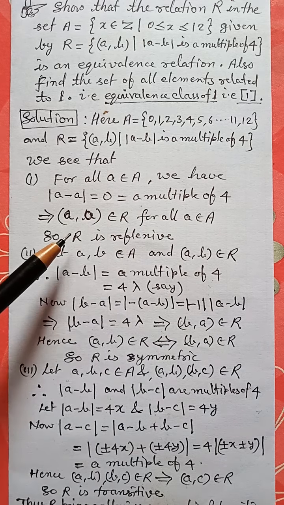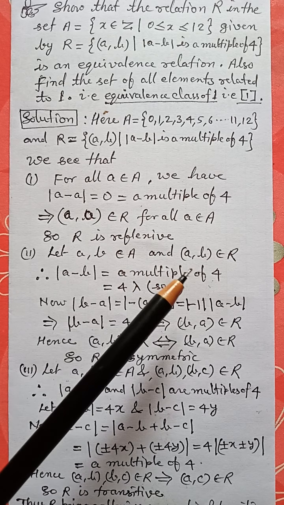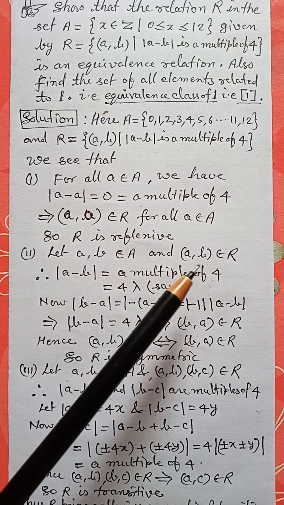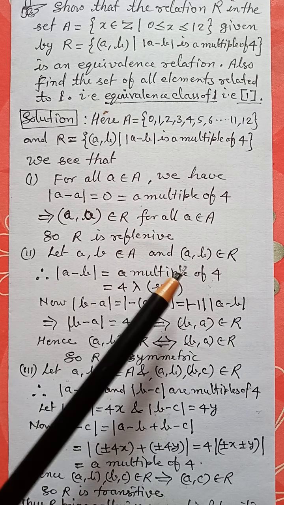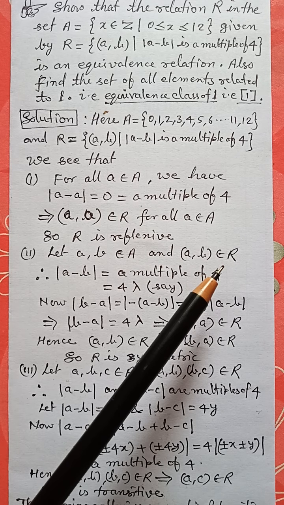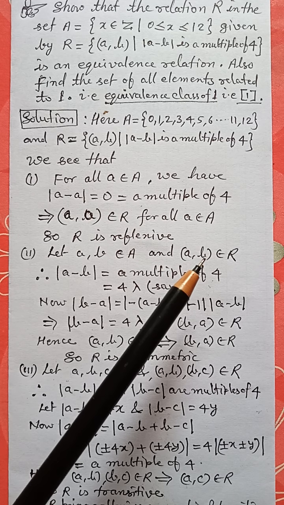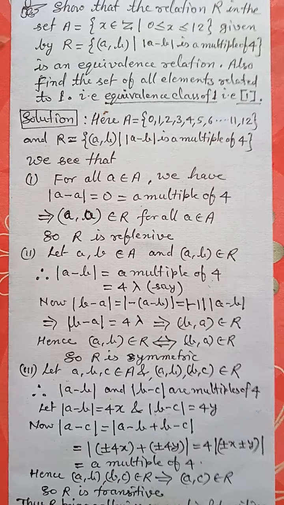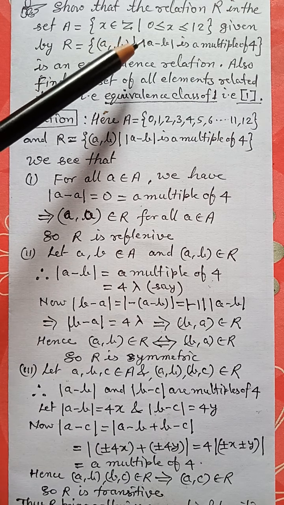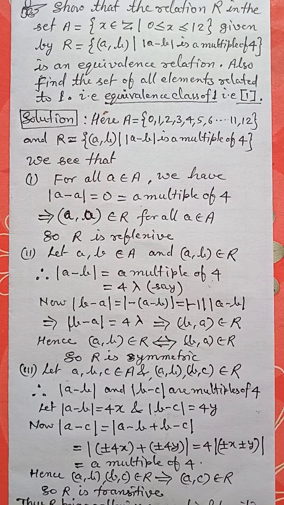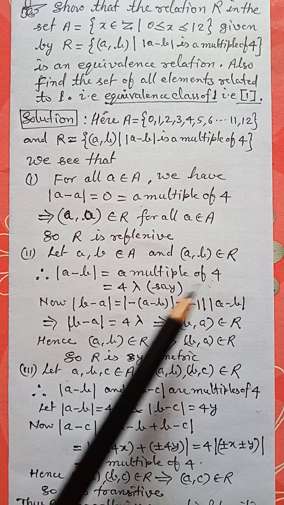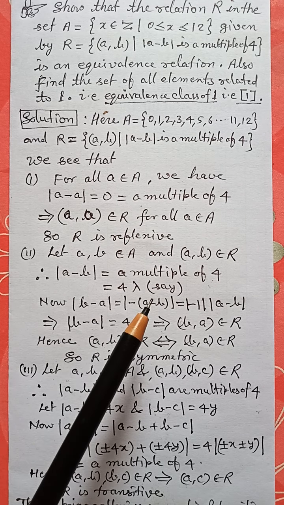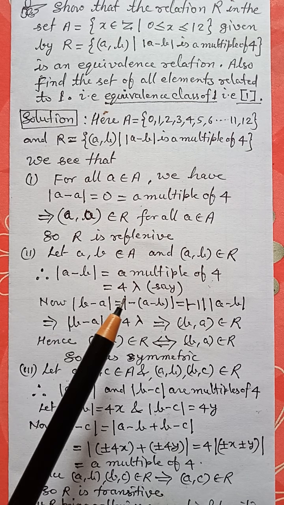The second observation is let (A, B) belongs to A and the ordered pair (A, B) belongs to the relationship R. Now, if the ordered pair (A, B) belongs to R and the relation is the set of all ordered pairs such that modulus of A minus B is a multiple of 4, therefore, A minus B must be a multiple of 4. Say 4 lambda. Let us suppose it to be 4 lambda.